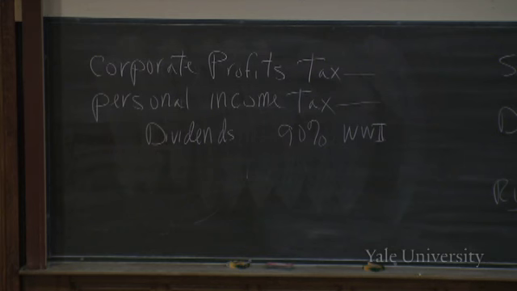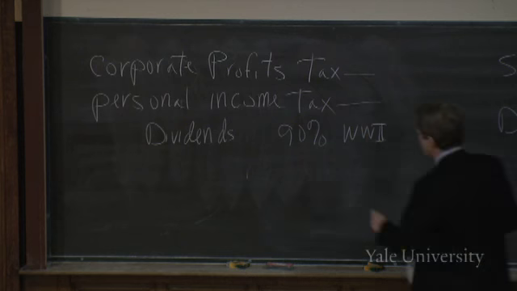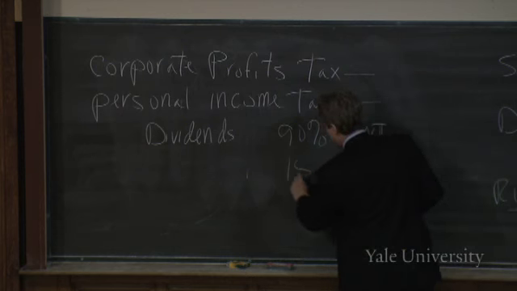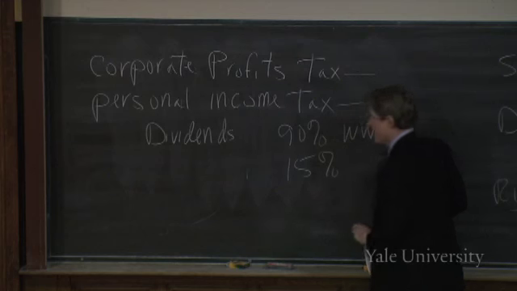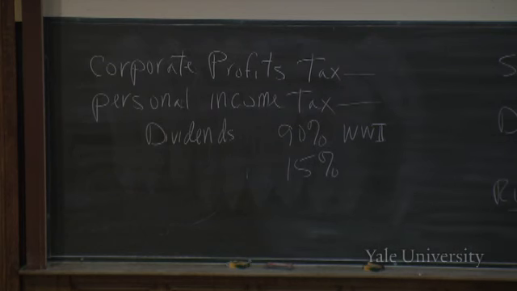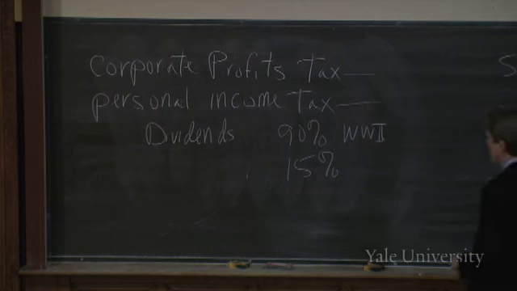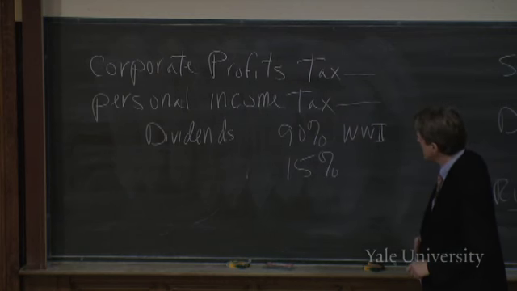It might be zero for some people, but the standard rate for people who have non-negligible income is 15%. So it's gone down from over 90% to 15%. Why did it do that? Well, it's some kind of political change.